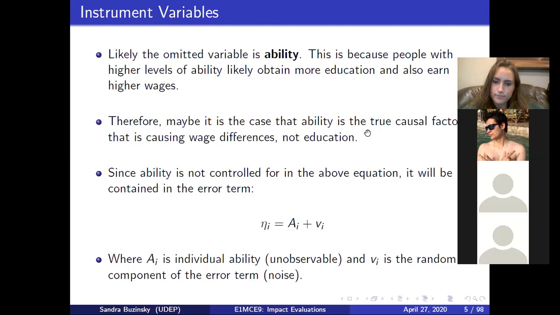Okay. Does that make sense? Why ability would be an omitted variable bias and it would overstate our effect of beta, so of education, when we don't control for it. But we can't control for it. We would if we could, but we can't. So we don't. So we need another method to address it.